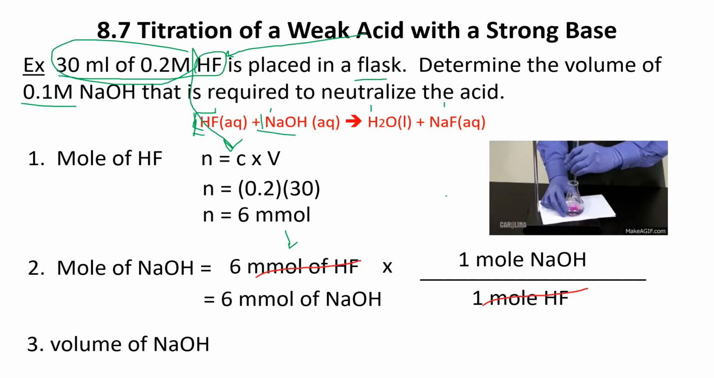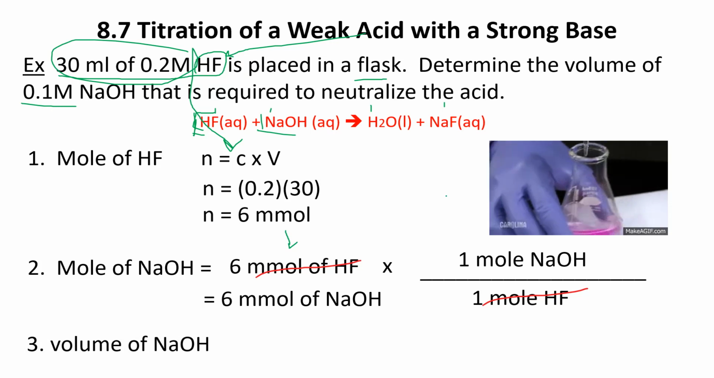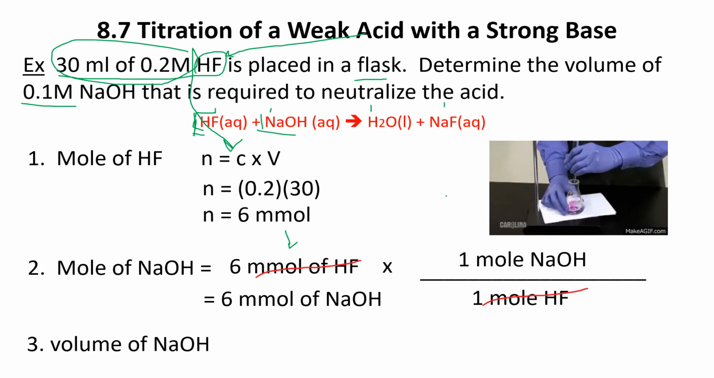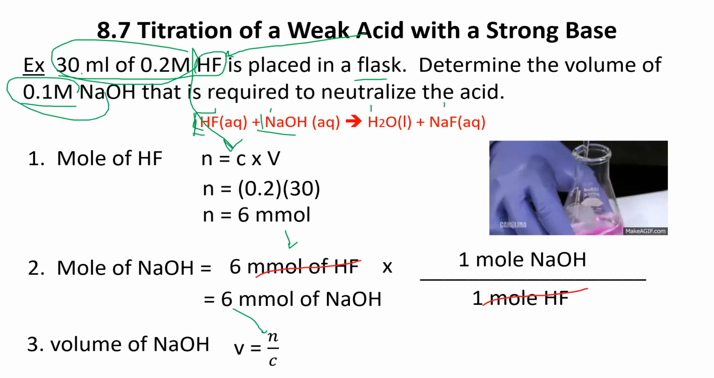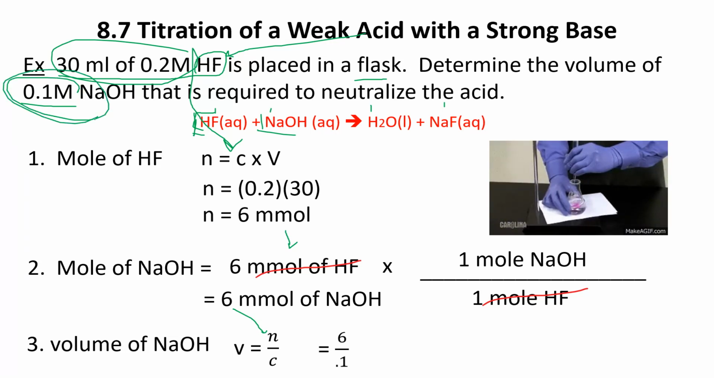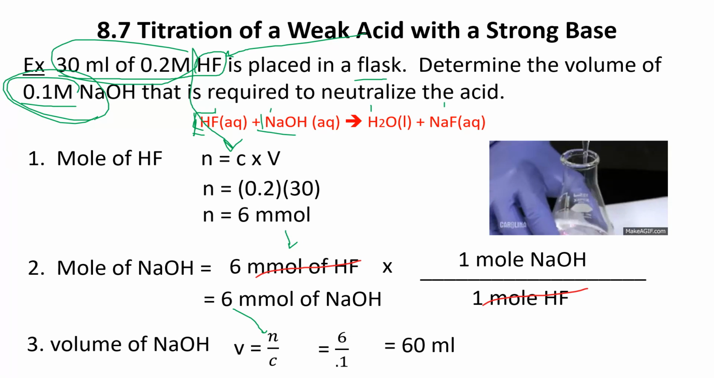So we can carry that on to the last step. Sometimes you find concentration here. In this question we're going to find the volume of NaOH we're adding. So our volume is equal to n over C. n is the aforementioned 6 millimoles, and C is given in the question as 0.1. And when you divide those two out, you get 60 milliliters. So this substance is neutralized at 60 milliliters. We need to remember that.